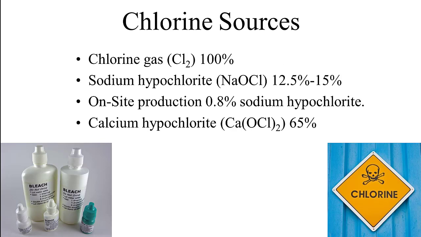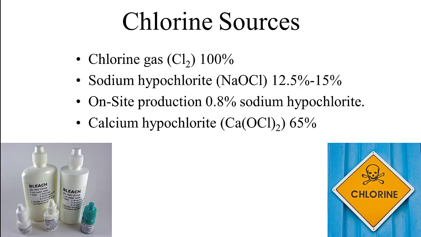Chlorine is the most common chemical used for disinfection. The two most common chemicals used in water treatment plants are chlorine gas, which is 100% chlorine, and sodium hypochlorite, which is a liquid and typically between 12.5% and 15% available chlorine, which makes it safer to use and transport compared to chlorine gas. Sodium hypochlorite can also be generated on site, but with a lower available chlorine of 0.8%.